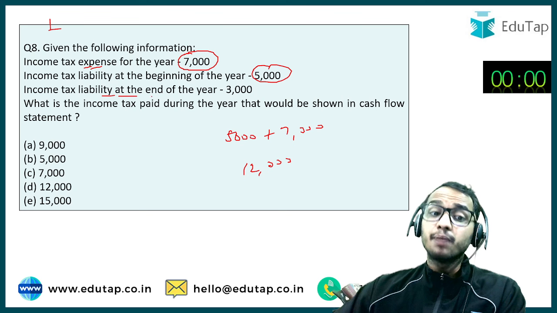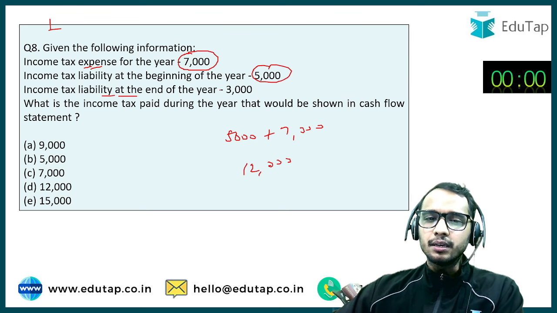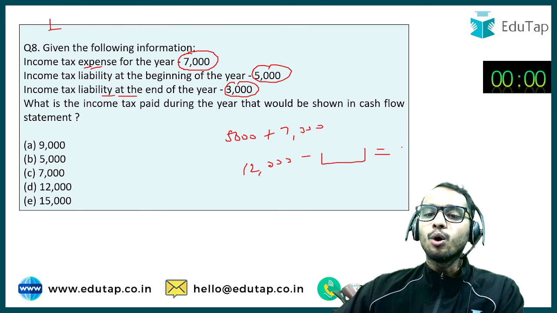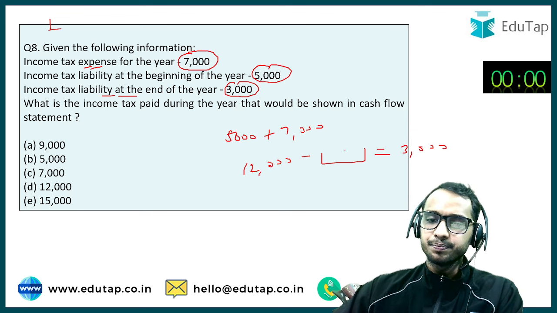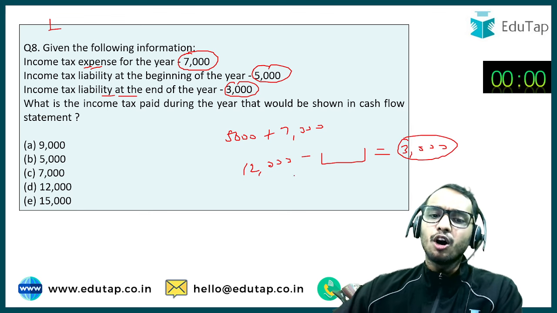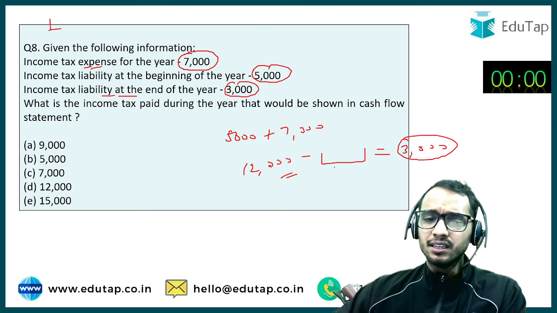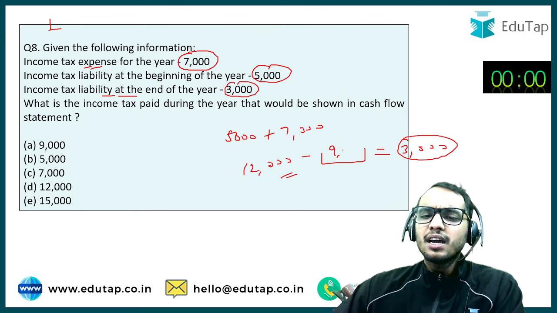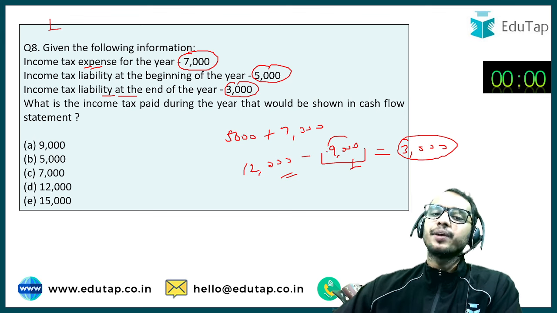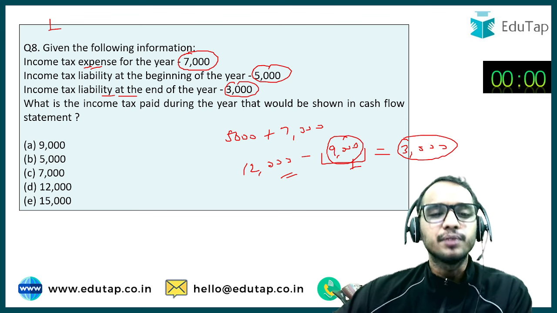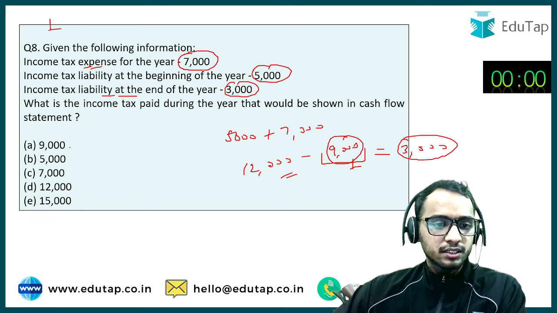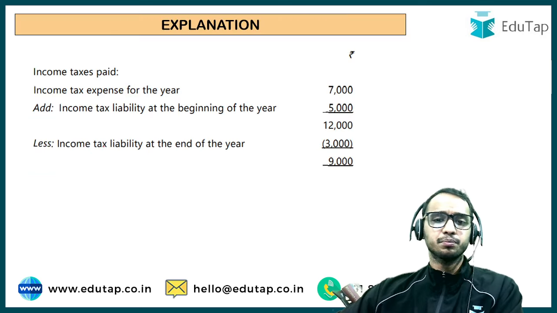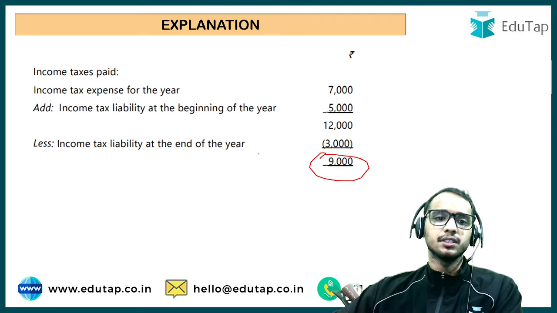But closing income tax liability is 3,000. So that means you haven't paid all the income tax liability. Something is left, that is 3,000 is left. So how much amount have you paid during the year? Very easy. 12,000 minus 3,000 will be 9,000. So you have paid 9,000 as the income tax in the current year. So the answer would be option number A, 9,000. Very easy question, right? Now this is the answer we have discussed.